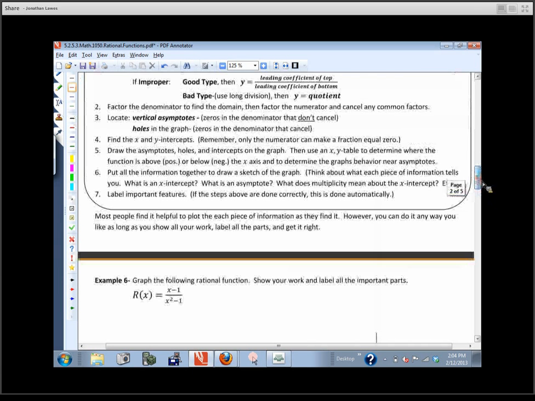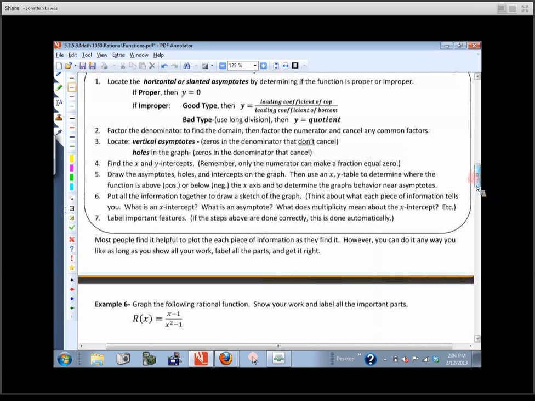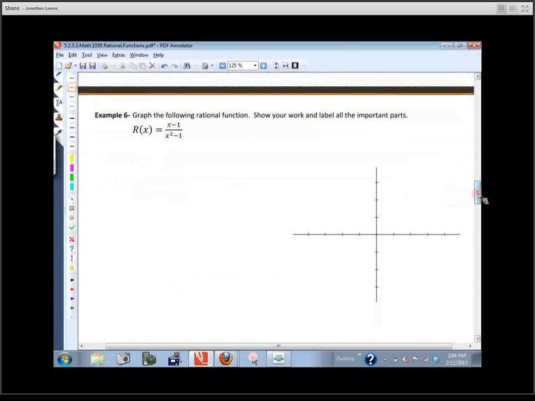So we're going to start off here. The first thing we want to do is figure out whether we've got horizontal or slanted asymptotes. And the question there is proper or improper?